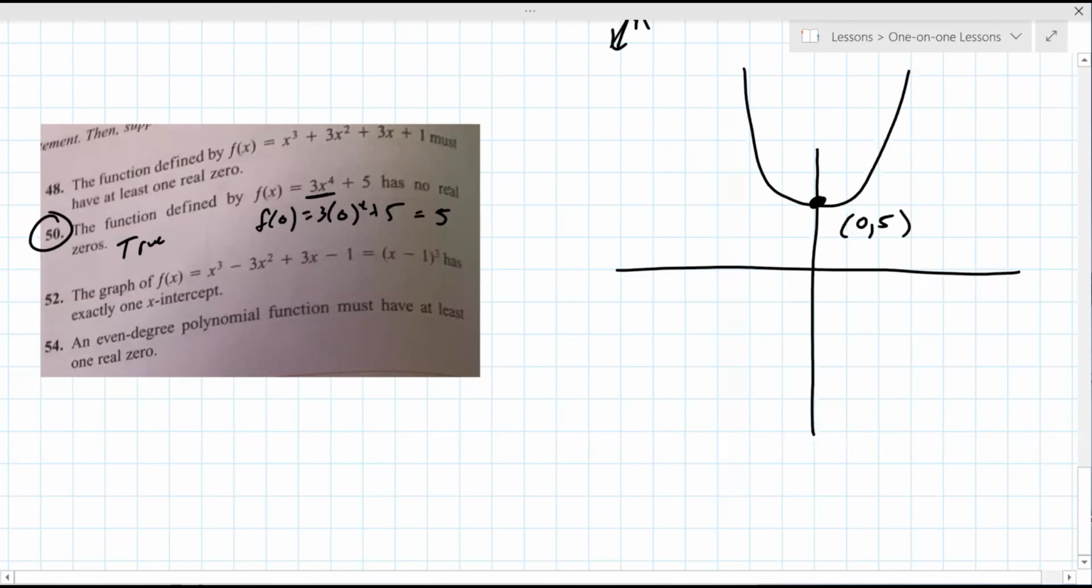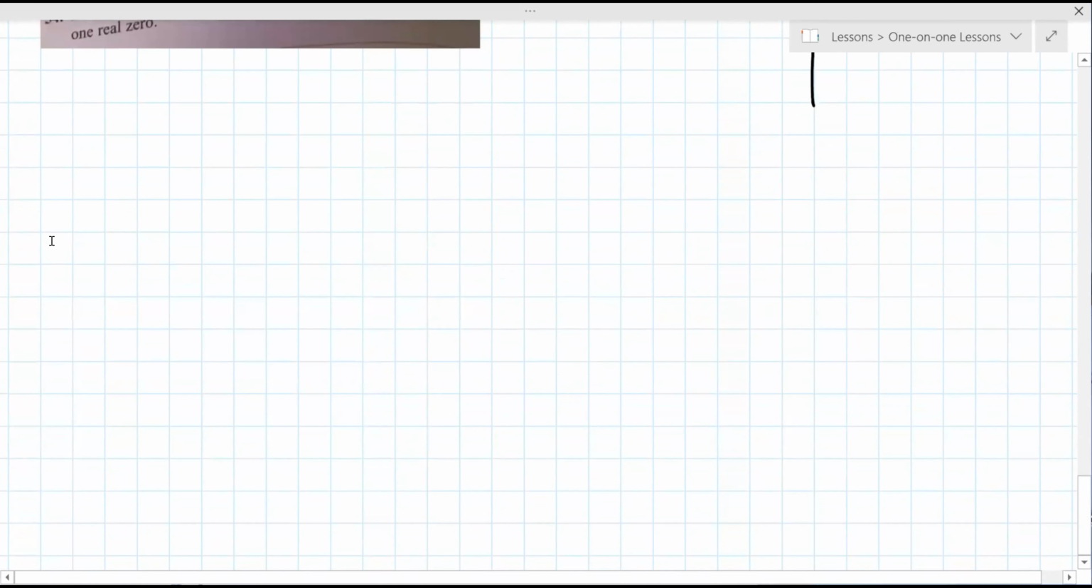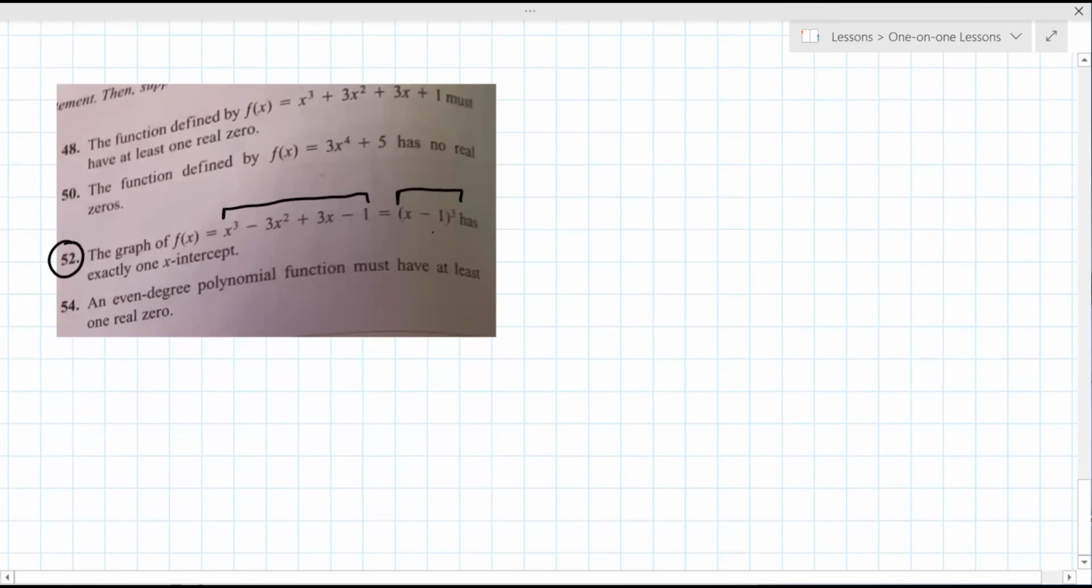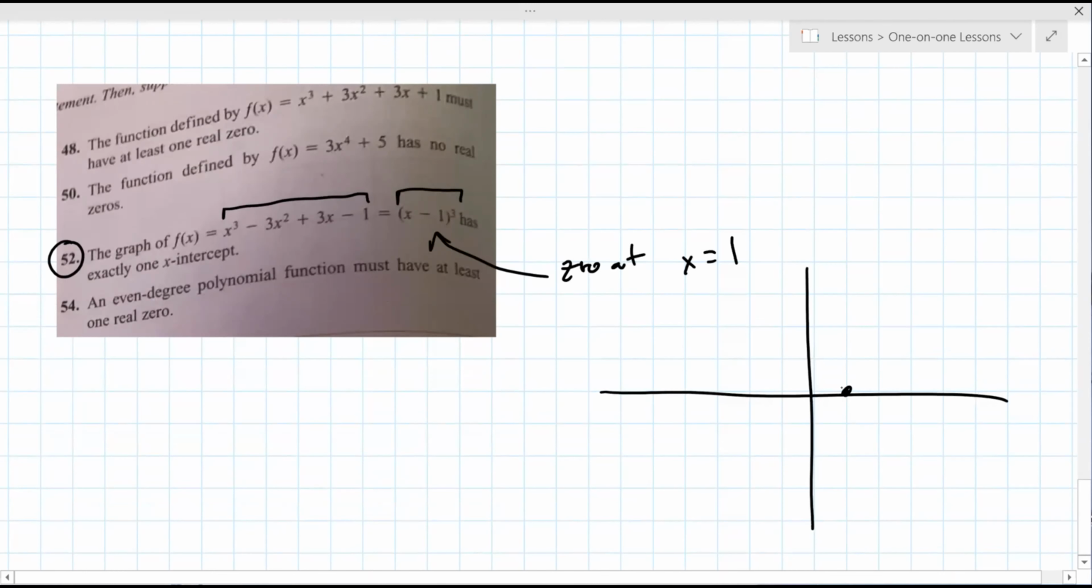All right, on number 52. They're giving you the expansion of this. They're saying, okay, here's what it is in expanded form, and here's what it is in factored form. This means that it has a 0 at x equals 1. So our graph, we know that at 1, but we're not sure whether it crosses or touches. But if we look at the x cubed out in front, the end behavior on that is that it starts low and ends high.